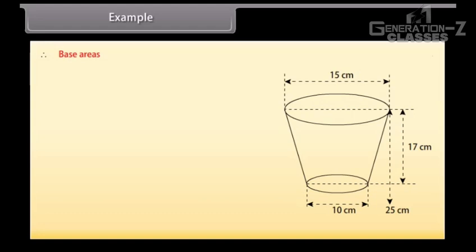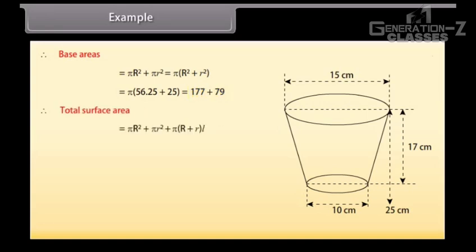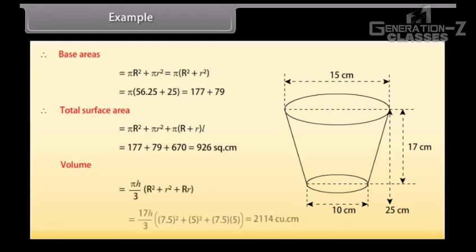Therefore, base area is equal to. This is equal to 177 plus 79. Therefore, total surface area is equal to, which gives us 926 square centimeter. Now we know that volume of the frustum of the cone is. Substituting the values, we get volume, which is equal to 2114 cubic centimeter.